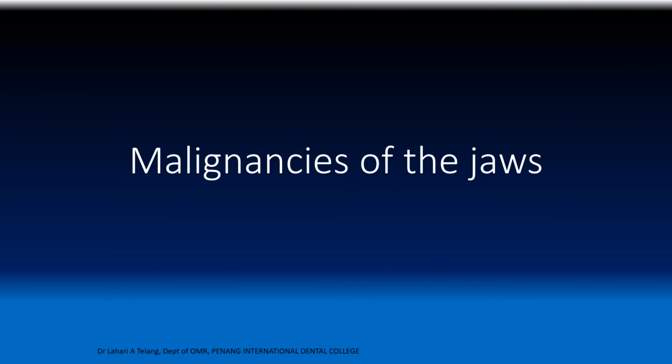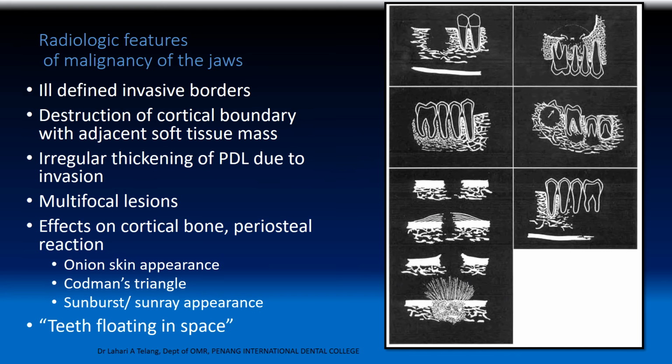Now that we've looked at the tumors and cysts, let's look at malignancies of the jaws. Radiologic features of malignancies of the jaws. When we're talking about diagnosing malignancy based on the radiograph, it would be very difficult for you to suspect the type of malignancy. What is important to understand is the manifestations of malignancies in the jaws, and how they look different from benign lesions, and what is important to look at.